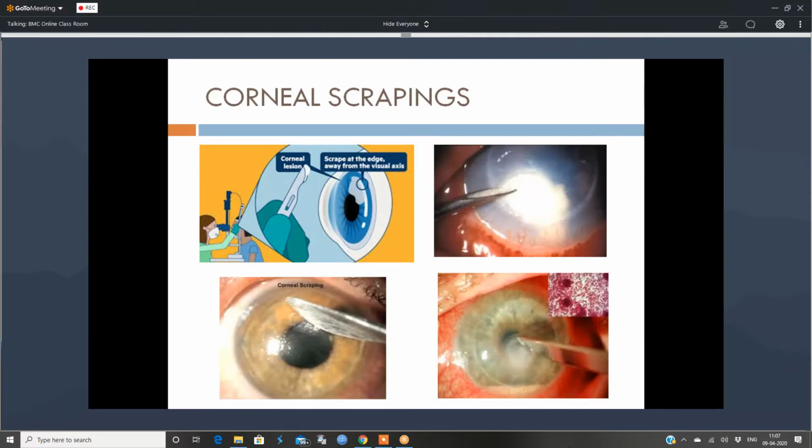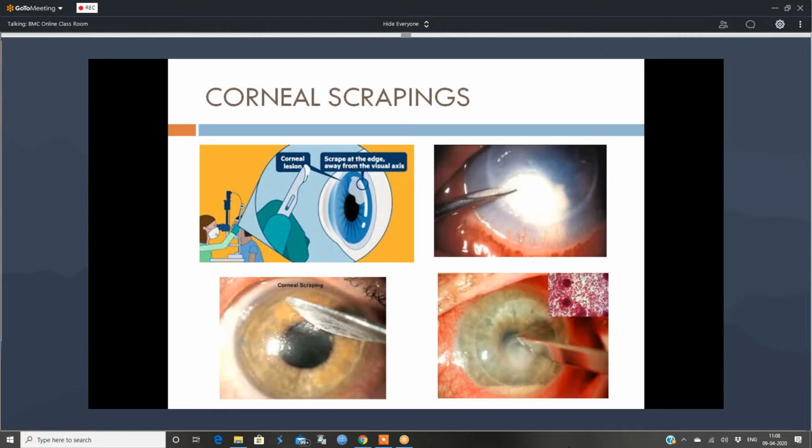In your picture, you can see that we can use a number 15 blade. This blade is not sharp; it has blunt edges. Or, on your right top corner, the picture shows that we can also use a 26 gauge needle. With this 26 gauge needle, or your Kimura spatula, or number 50 blade, we do the scraping of the ulcer.